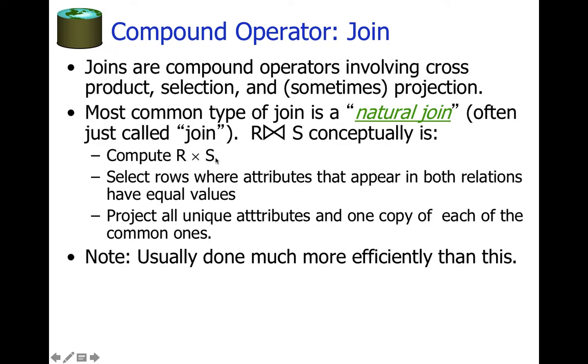The cross product that we talked about, which is the combination of each row of R with each row of S. Then you select rows where the attributes that appear in both relations have equal values. So you take only the common ones, as if you're doing an equal condition. And you project all unique attributes and one copy of each of the common ones. So that's how the join works.